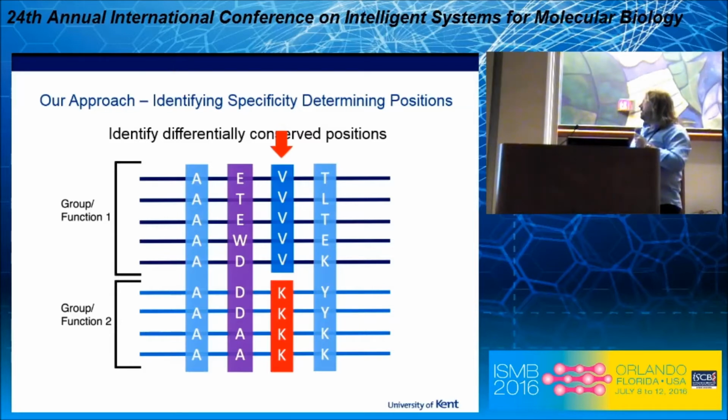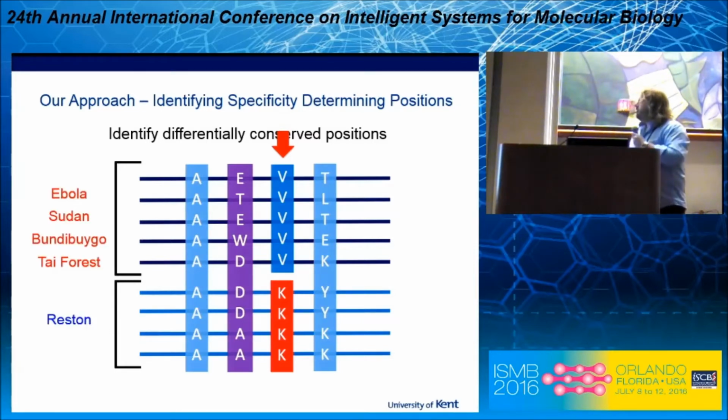you have a conserved residue that's present as one amino acid in one group and present as a different amino acid in a second group. These are positions that are differentially conserved, and they've often been shown to be associated with functional sites and protein-protein interaction sites. So we can then use one group as our human pathogenic species and our second group as Reston, and we can compare them to identify these SDPs.